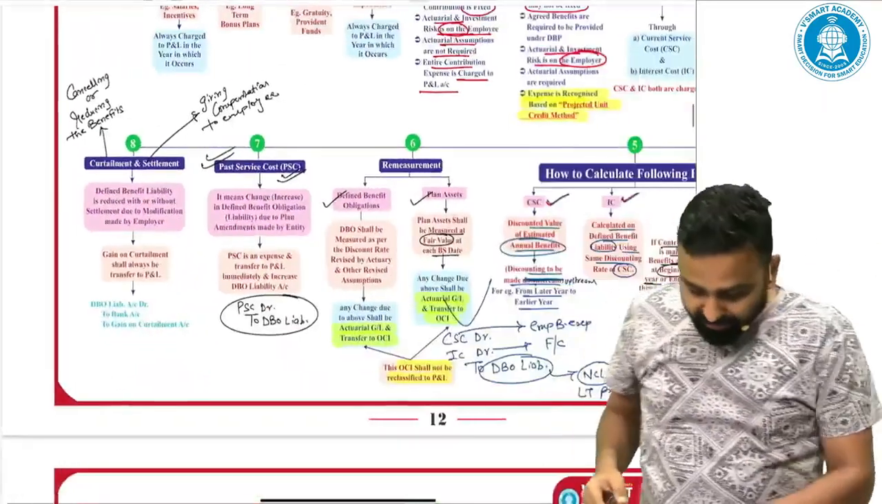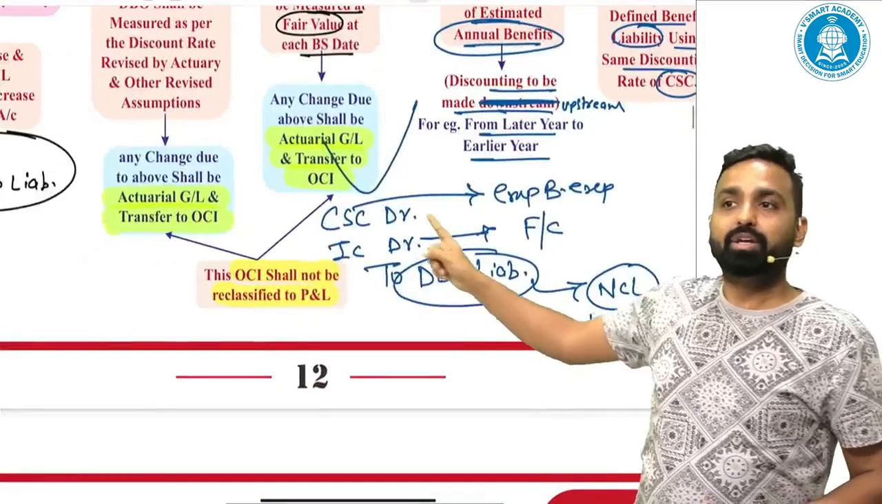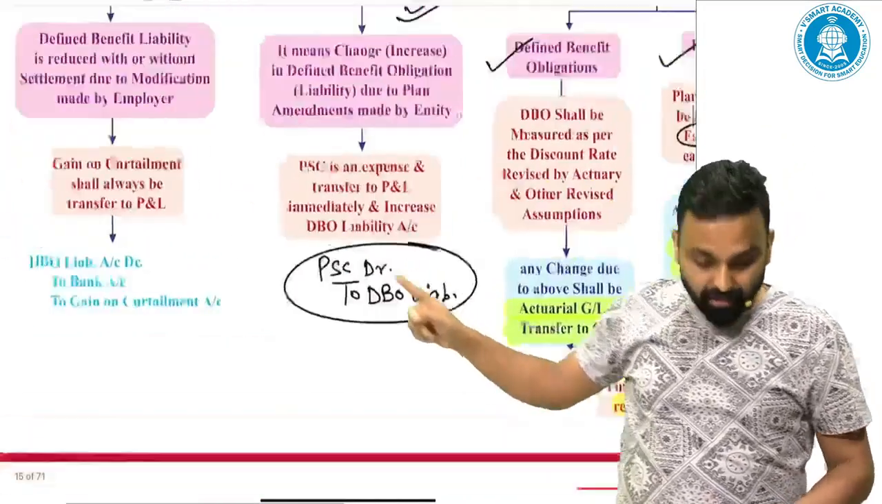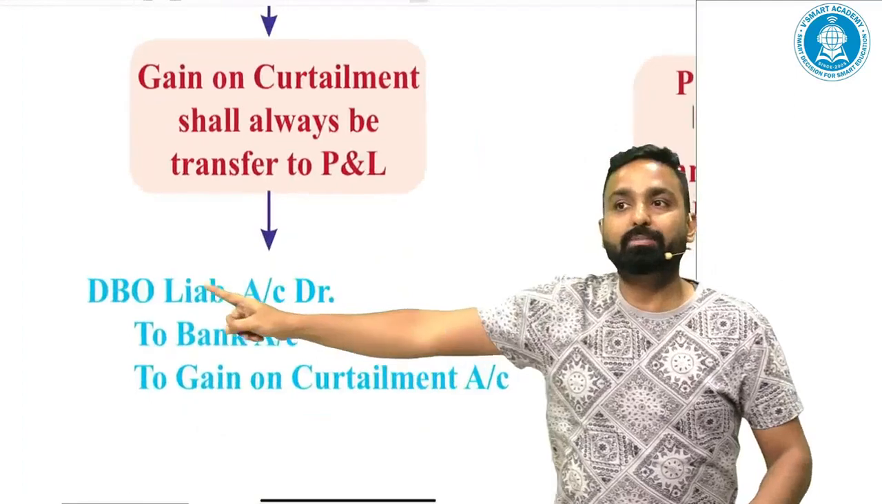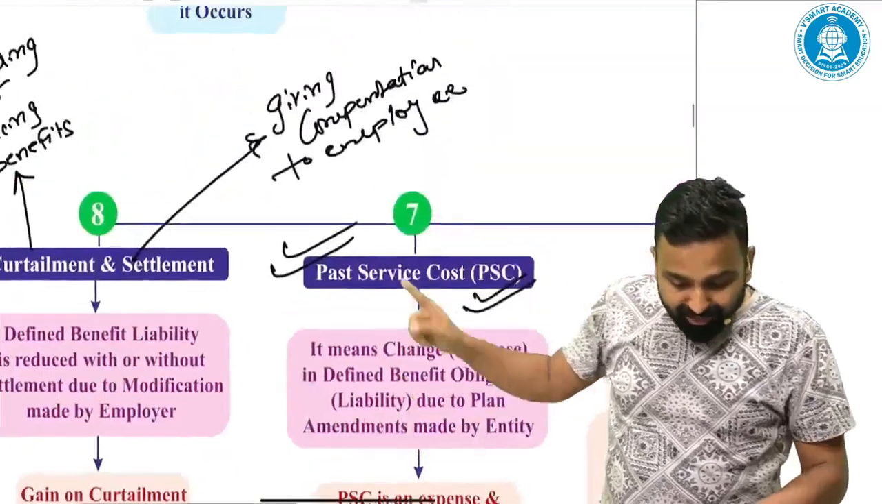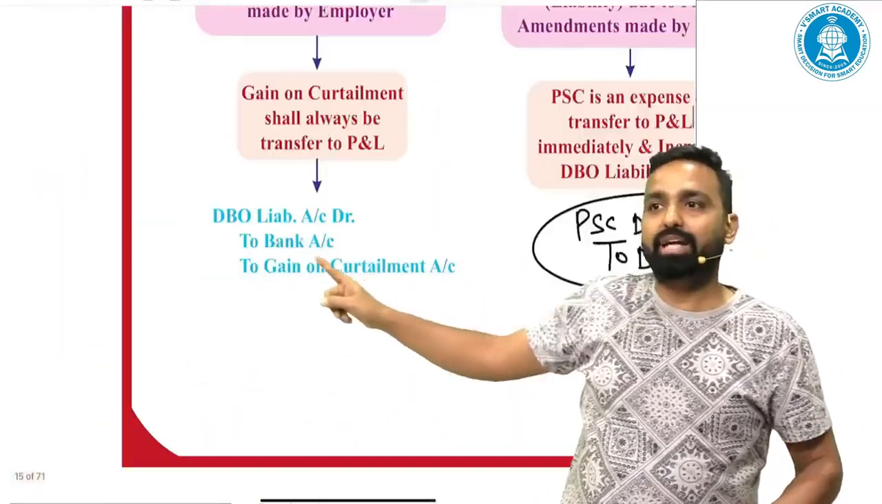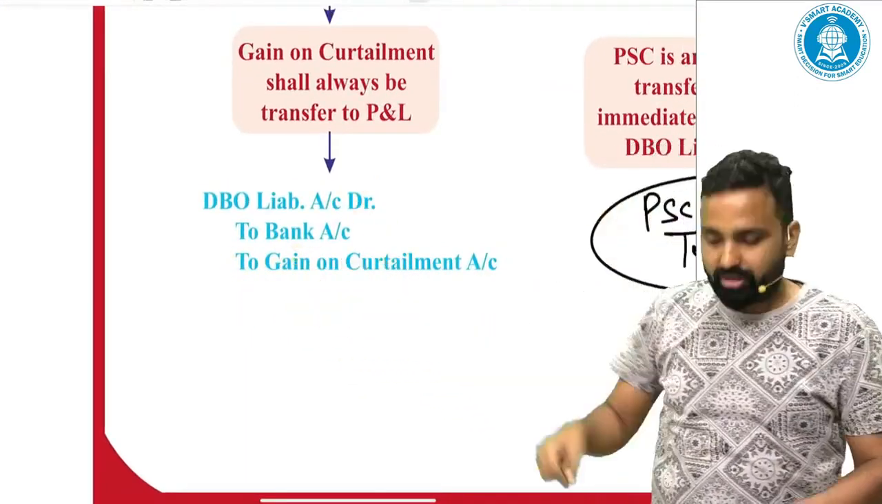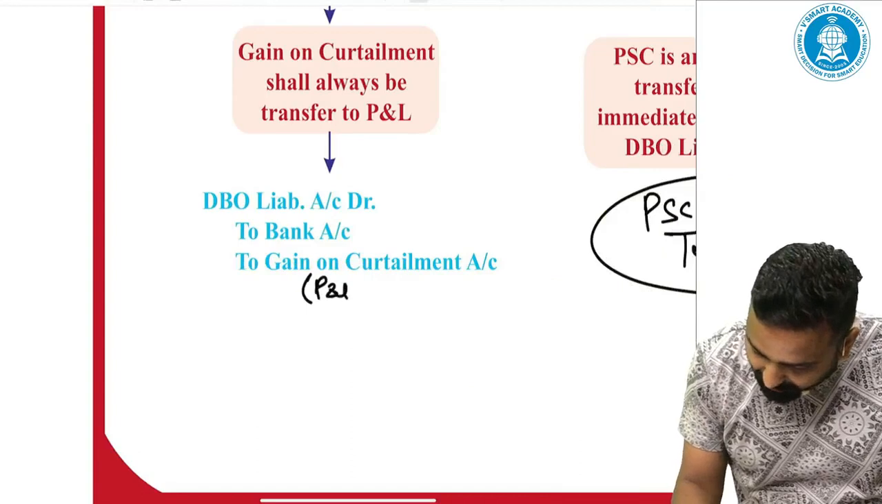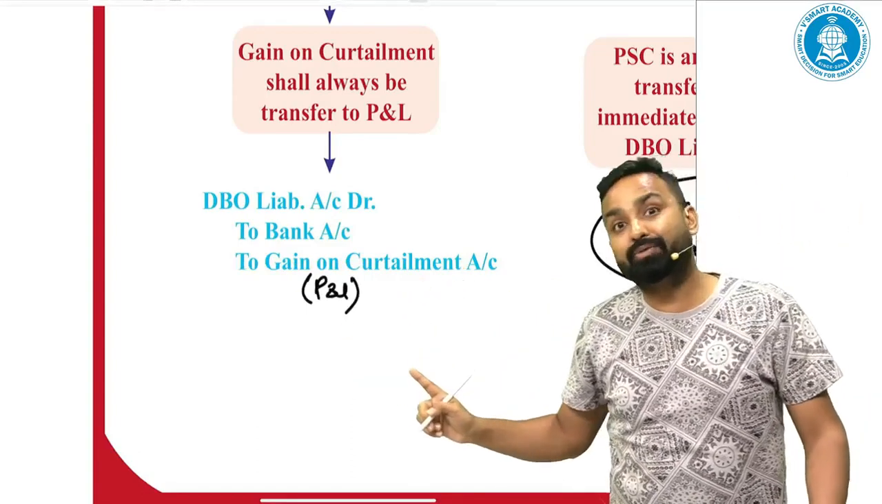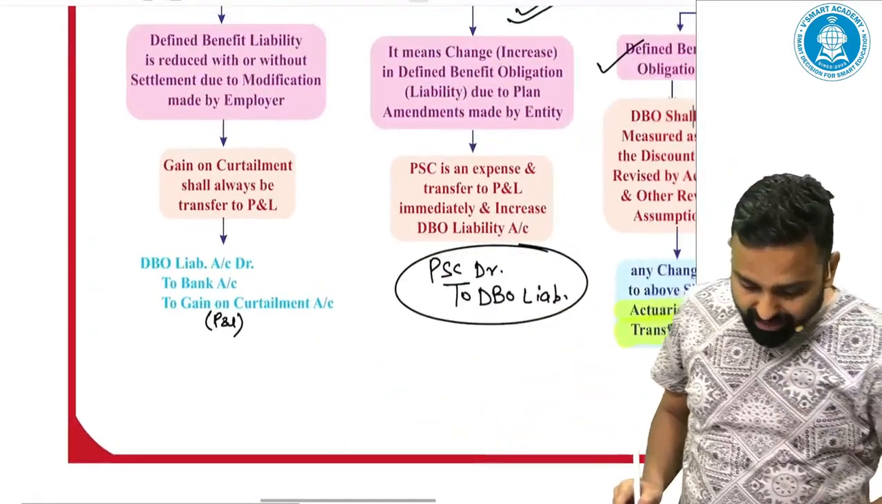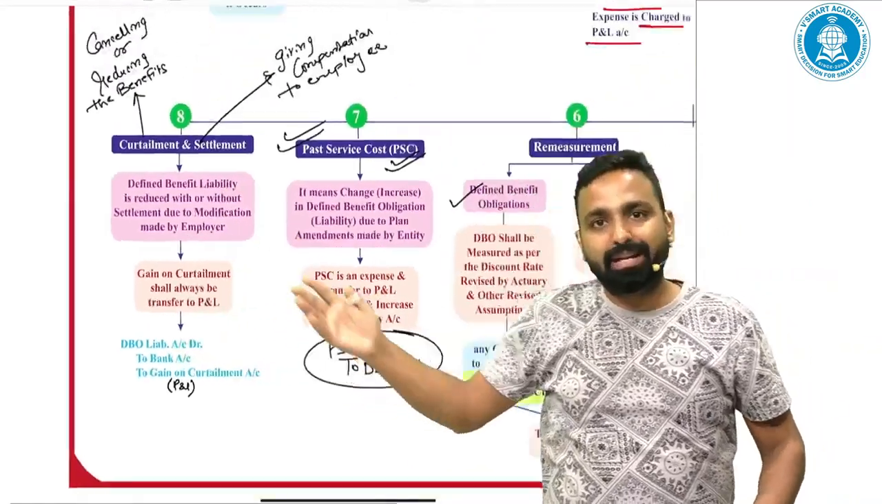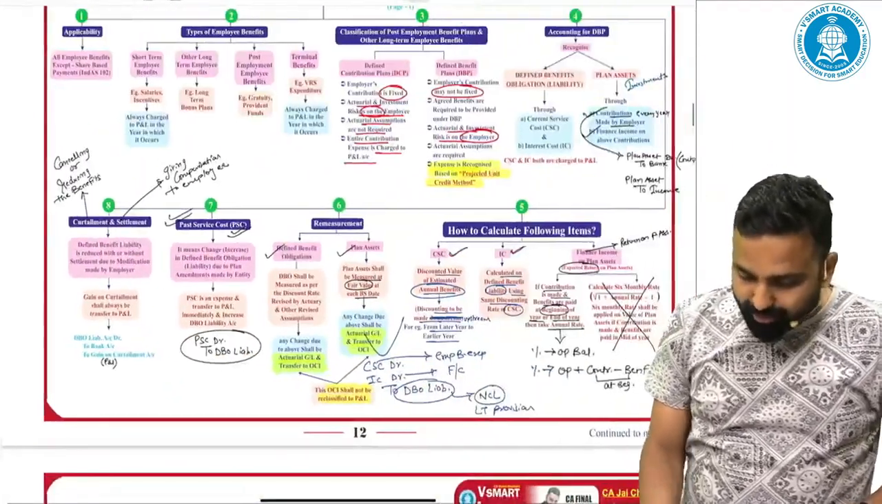It means debited. Till now I have created the liability, DBO created. But now because of curtailment, the DBO liability will be debited. Now, whether I am paying any compensation, yes, then to bank account. And whatever gain I achieve is called gain on curtailment, and such gain on curtailment will be transferred to P&L. Guys, are you understanding or not? So that is called curtailment and settlement. Now, I hope you got the point.